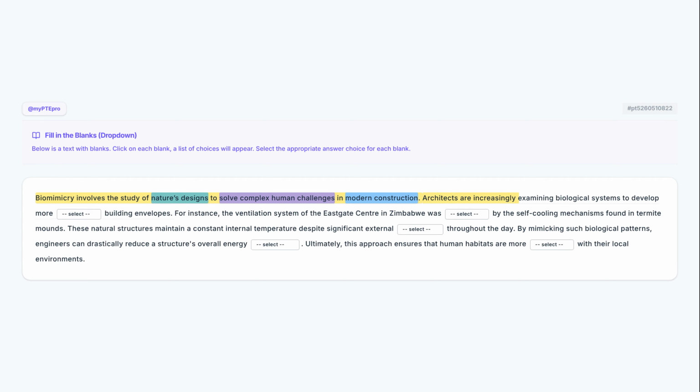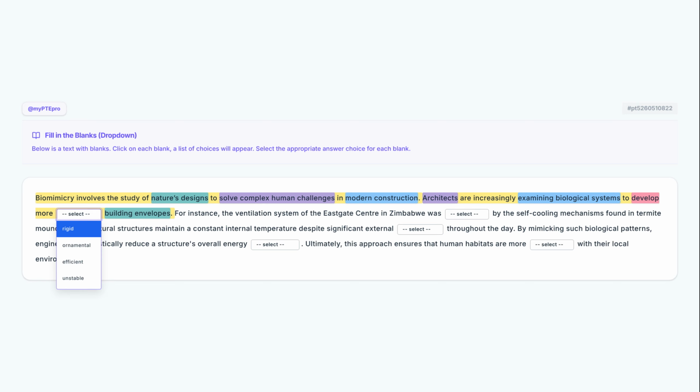Architects are increasingly examining biological systems to develop more blank building envelopes. This statement identifies the actors, architects, and their methodology of examining biological systems. The goal is to develop a specific quality for building envelopes, suggesting a functional improvement derived from nature.